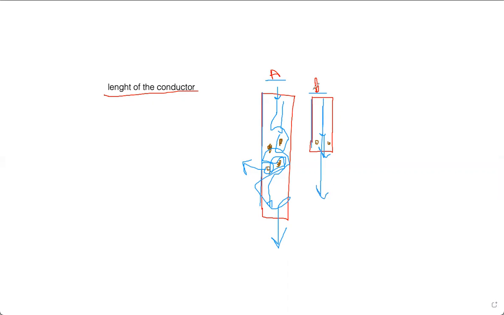So therefore, B offers less resistance, while A offers more. So that's another important factor, the length of the conductor. The next is the thickness of the conductor. So another important part is the thickness of the conductor.